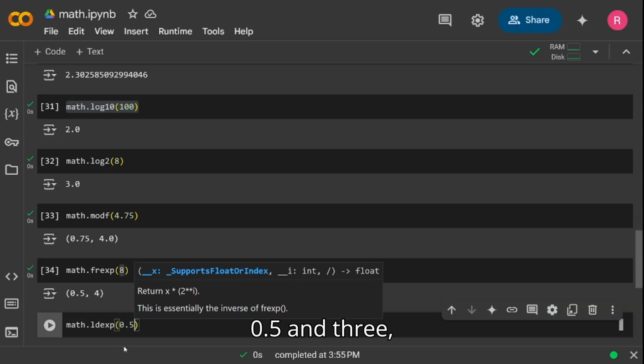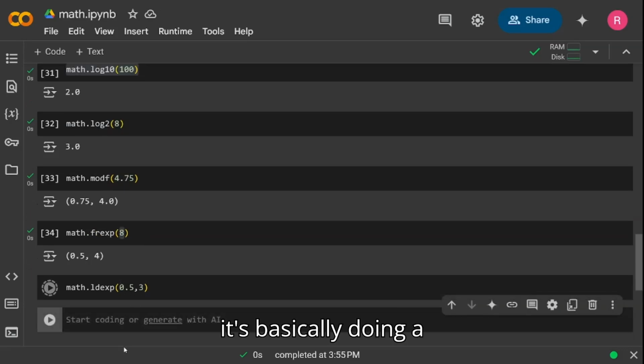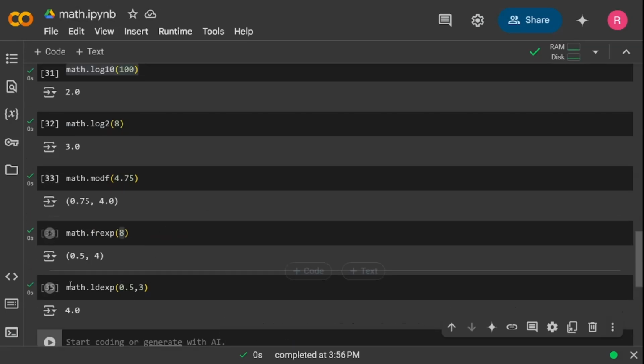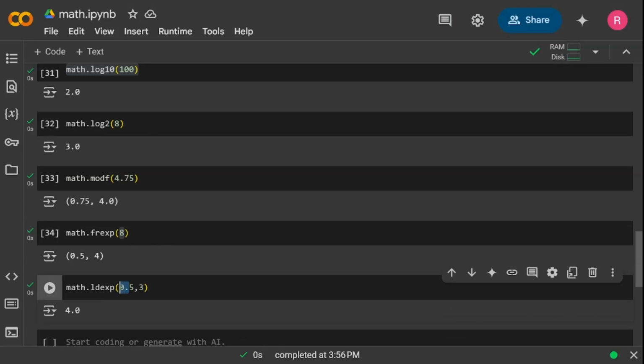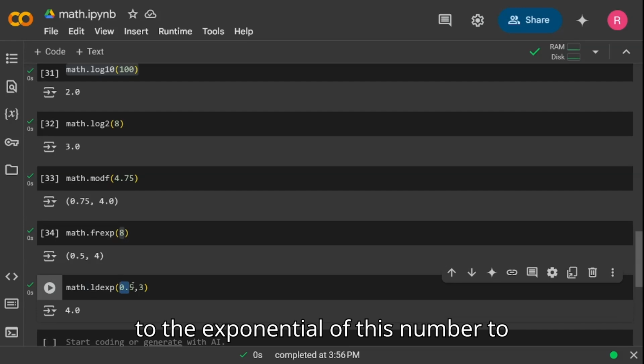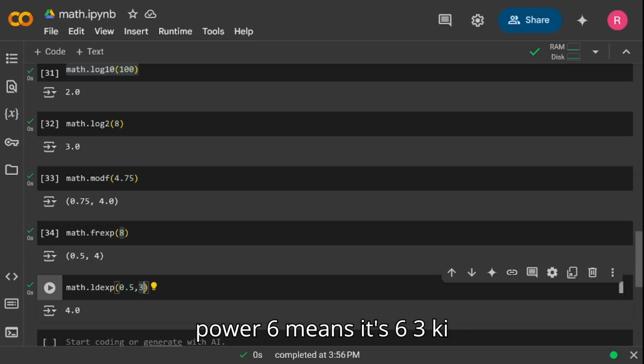0.5 and 3. It is basically multiplying this number by 2 raised to the power of the second number. So 2 to the power 3 is 8, and 8 times 0.5 is 4. That is what it is doing.